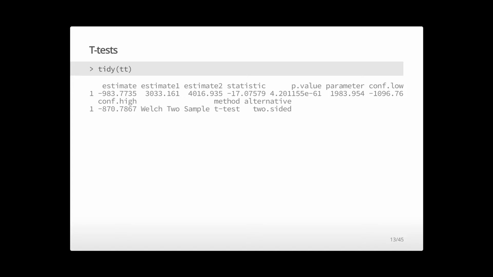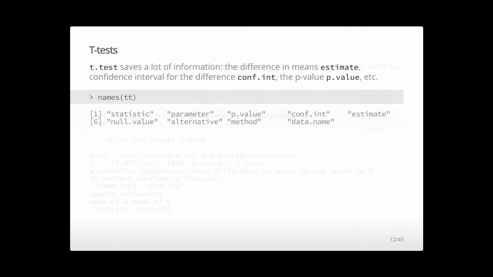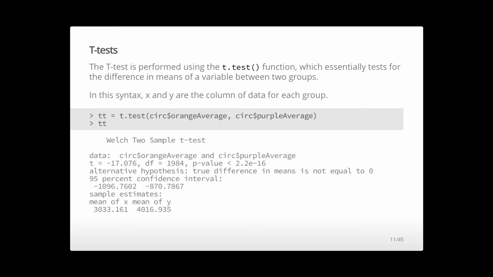Again, you can tidy it up. It tells you what test it is. It tells you the confidence interval. It tells you the estimate. Estimate 1 is the mean for x. Estimate 2 is the mean for y. This is the t-statistic, the p-value. Parameter, in this case, is the degrees of freedom. Right?